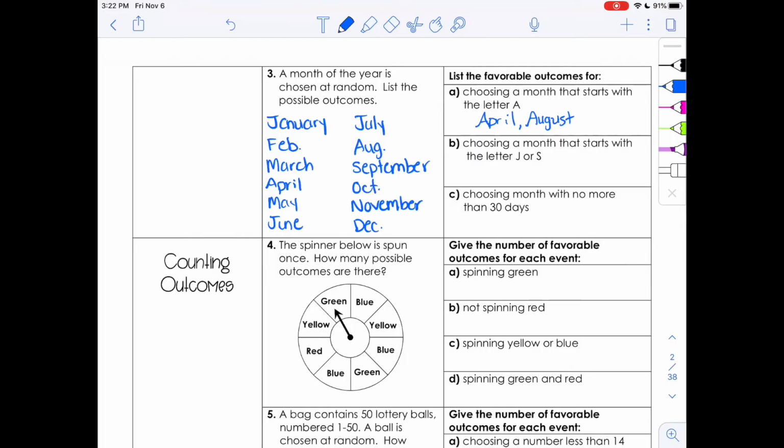Or choosing a month that starts with the letter J or S. Well, from our possible outcomes, a month that starts with J would be January or June or July. All are possible outcomes that start with a J. Or an S, September.